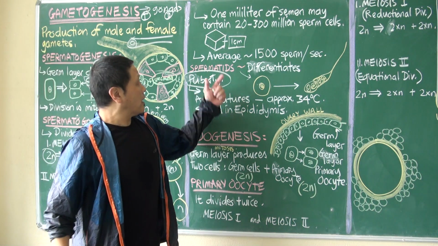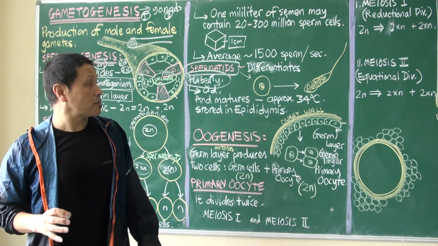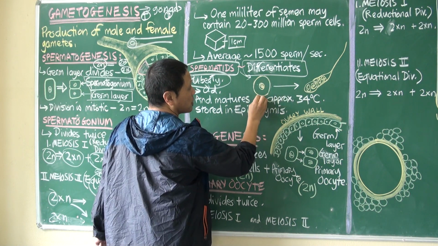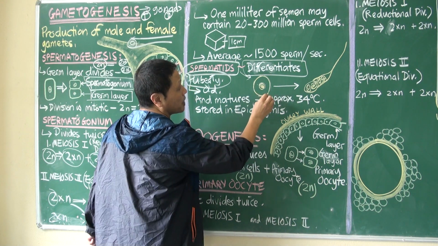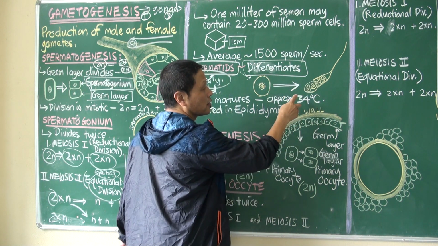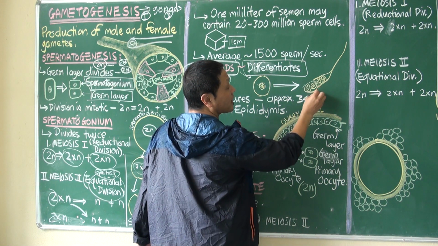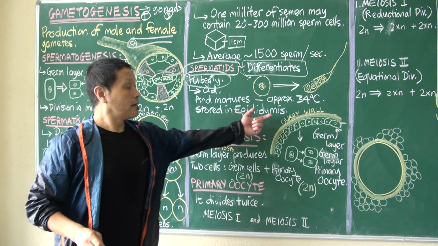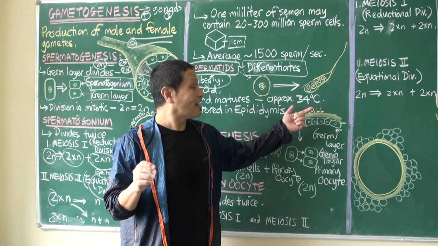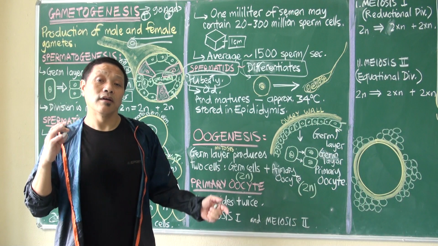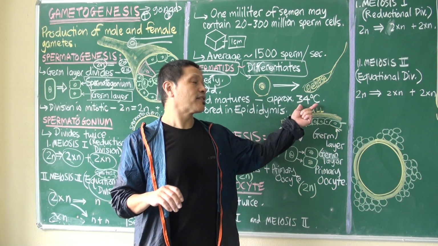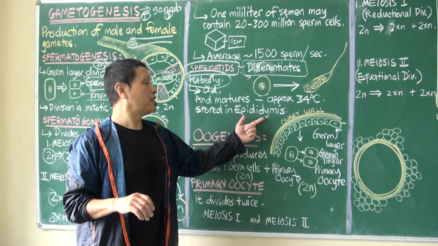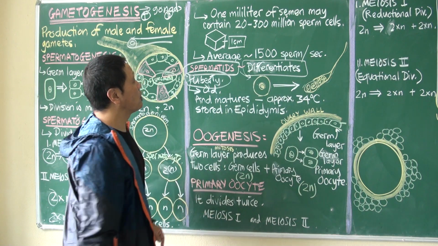Okay? Now the spermatids, which are the immature sperm cells, need to differentiate. When it's produced, it looks like this, but it has to develop into something else with 3 different structures: the head, the middle piece, and the tail. This requires a temperature which is a little less than normal body temperature, approximately 34 degrees centigrade, and is stored in the epididymis. So this is how the sperm cells are formed.